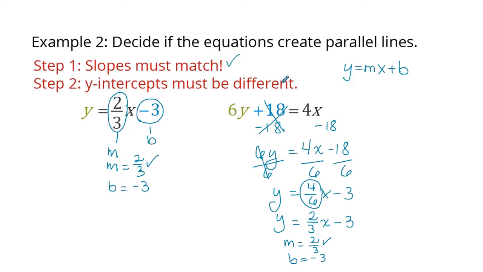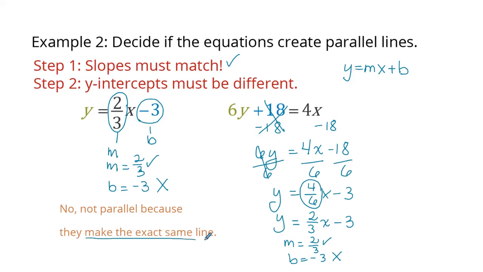Last but not least, step 2, y-intercepts must be different. -3 is not different from -3. Since these are matching, guys, we're not allowed to have that. The reason is that your lines cannot be parallel if your y-intercepts are the same, because they make the exact same line. Does that make sense? Since everything is identical between these two equations, you actually have a line on top of itself. And that is not going to create a parallel line. It's the exact same line. There's only one.